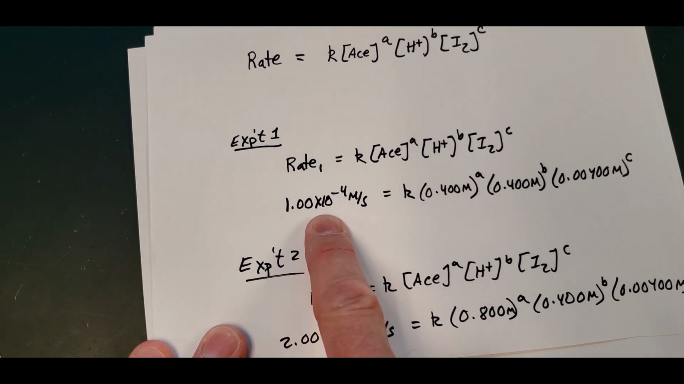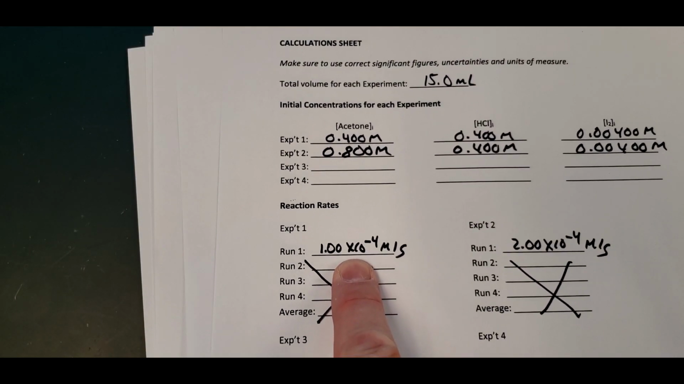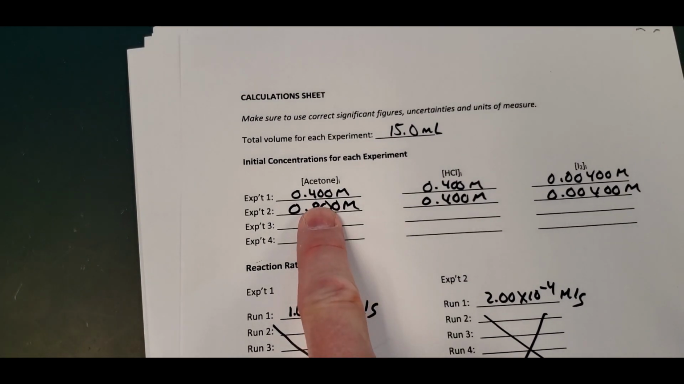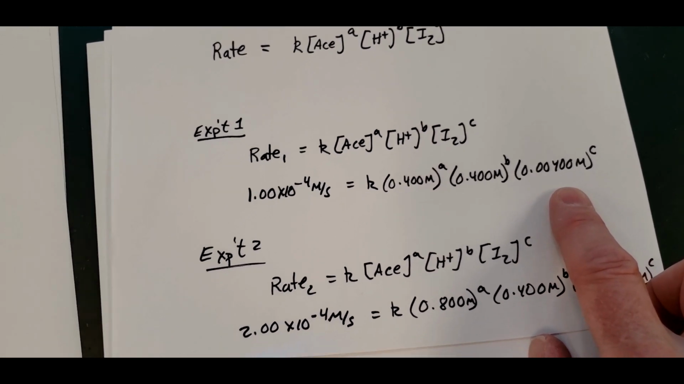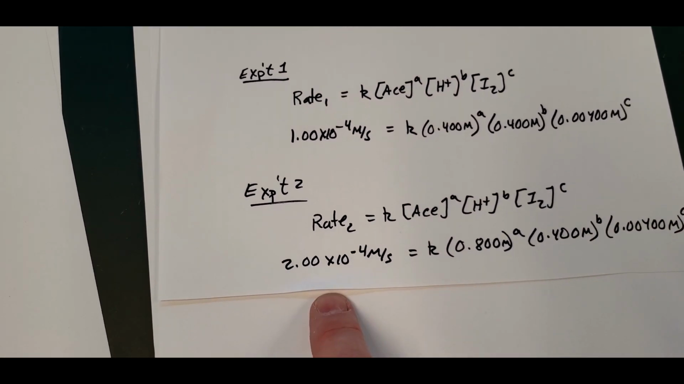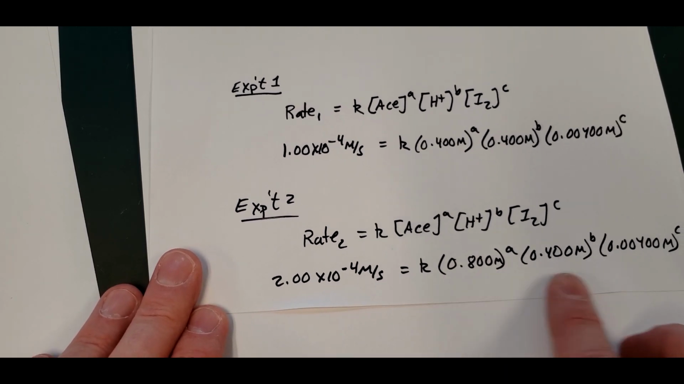So I put in the rate for experiment 1, which was 1 times 10 to the minus 4 molars per second, and that's because it's right here. We just calculated that. Here are the concentrations for experiment 1, and that's what we have here: 0.4, 0.4, and 0.004. Experiment 2 had a different rate and a different concentration of acetone, but everything else was the same.